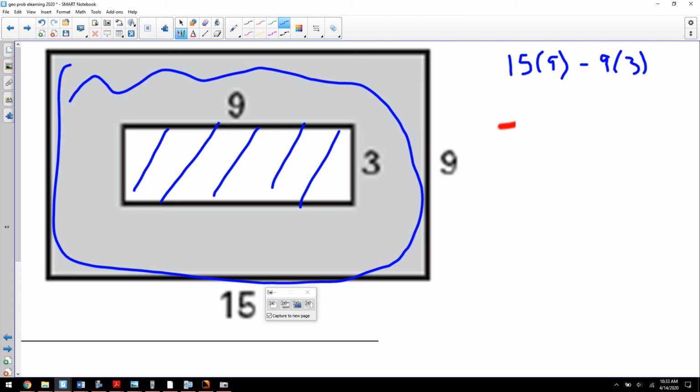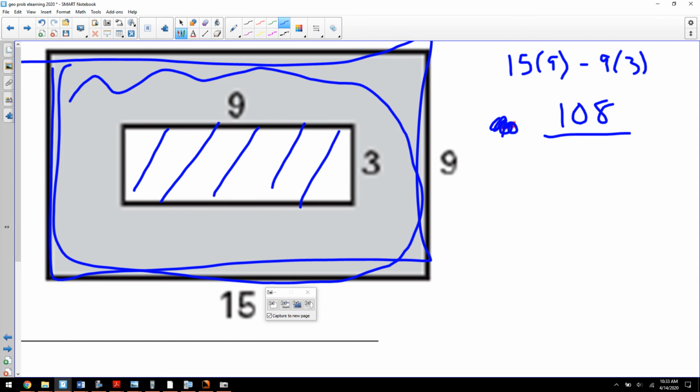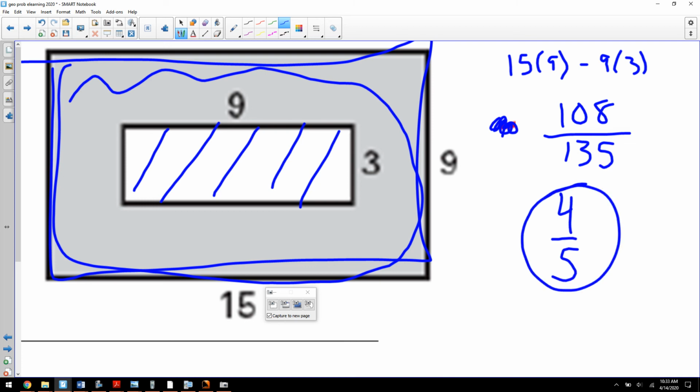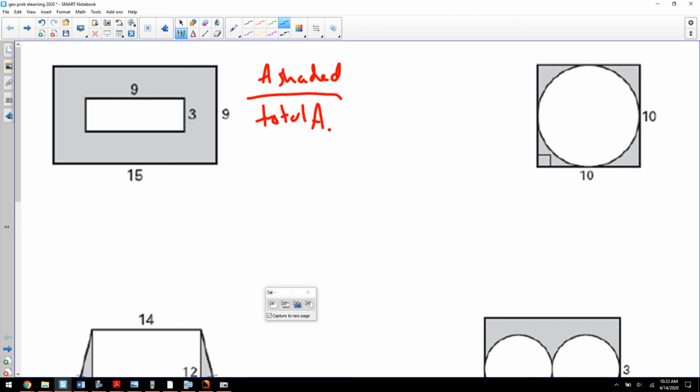So the area of the shaded region here, if we take 15 times 9 and subtract 9 times 3, I get 108. That's my numerator. My denominator is going to be the whole shape again, the 15 by 9. So 15 by 9 is 135. Then I type that in my calculator, 108 over 135, and I get 4/5 is the geometric probability.